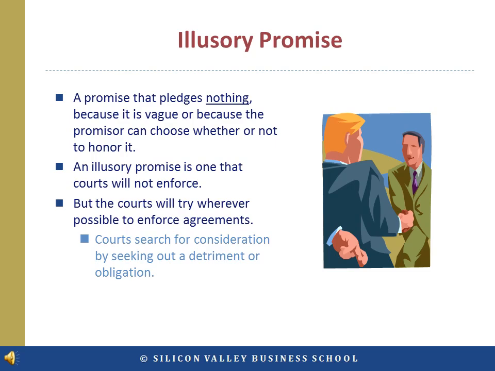A promise for a promise usually forms a contract. For example, a promise to sell acts as consideration for a promise to buy, and a promise to buy acts as consideration for a promise to sell. But when the promise is illusory, it can easily be retracted and does not form consideration. Illusory promises are generally not enforced in court.